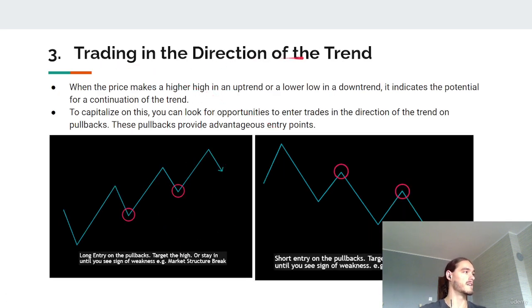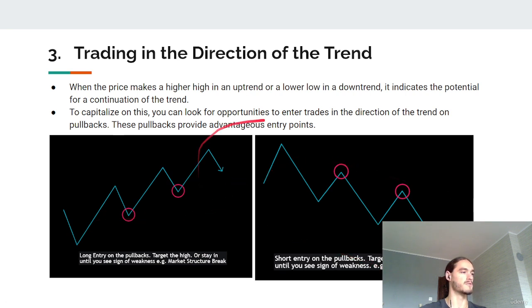And trading in the direction of the trend. When the price makes a higher high in an uptrend or a lower low in a downtrend, it indicates potential for continuation of the trend. To capitalize on this, you can look for opportunities to enter trades in the direction of the trend on pullbacks. These pullbacks provide advantageous entry points. So in an uptrend, we want to get in the pullbacks, so in the retracements. Long entry on the pullbacks, target the high, or stay in until you see sign of weakness, for example, market structure break.